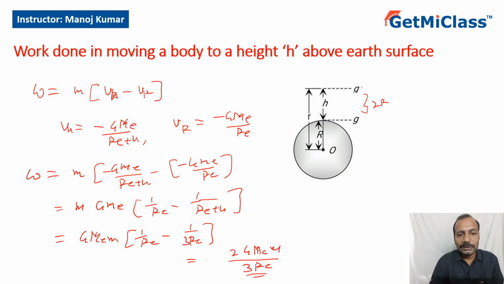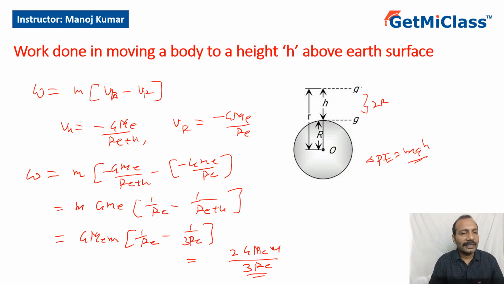Now don't use mgh, because delta PE equal to mgh is only valid when h is very small, very close to the surface of Earth. Because if you use mgh, you will see that m into g into 2R would be the answer, which is not equal to what we have got. So mgh is used only when h is very small compared to the radius of Earth.